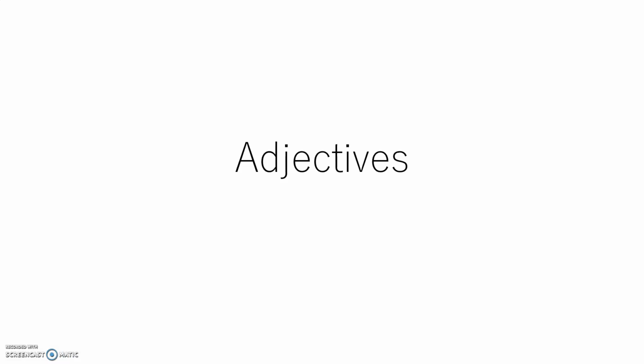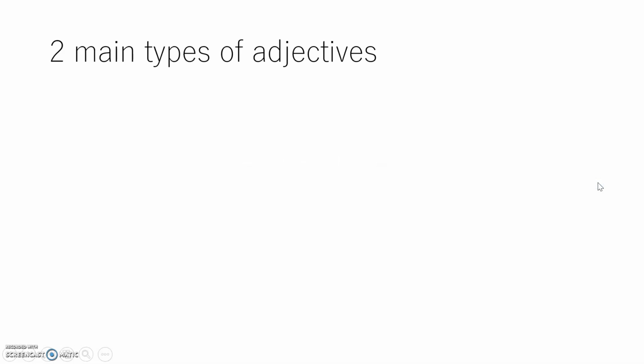In this video, we're going to be learning about Japanese adjectives. In Japanese, there are two main types of adjectives. We have i-adjectives and na-adjectives. Try and read these as you see them. On the left side, these are all i-adjectives.